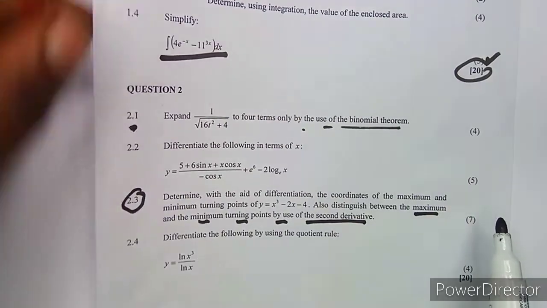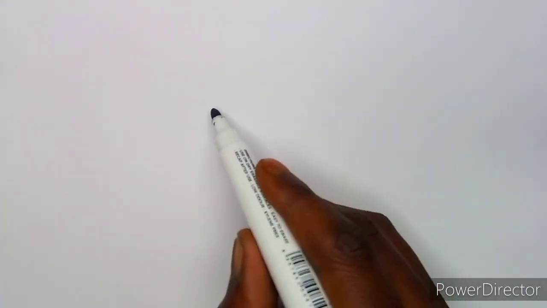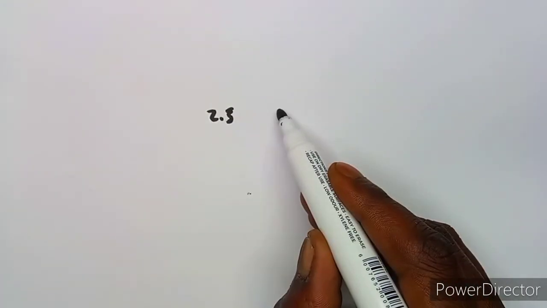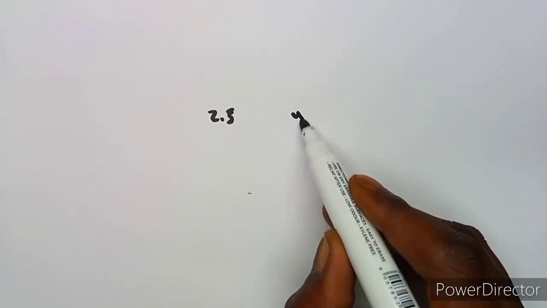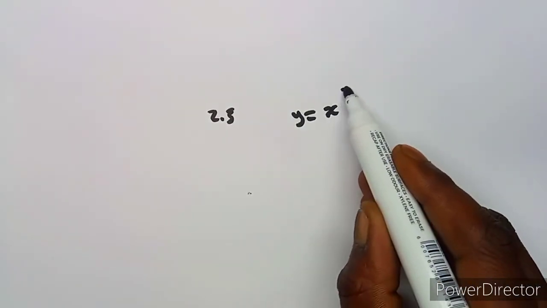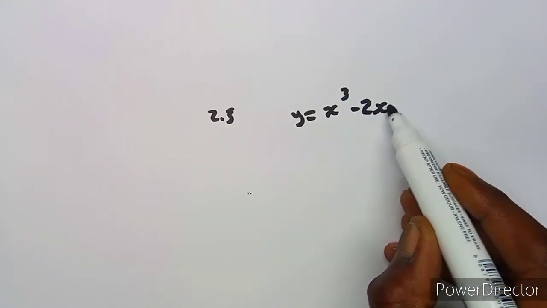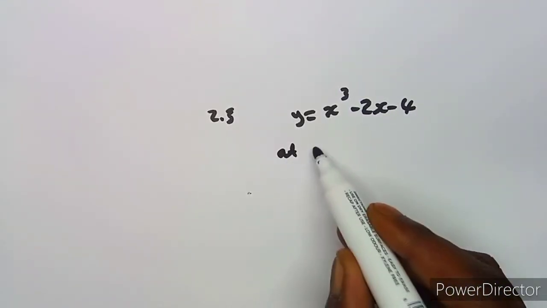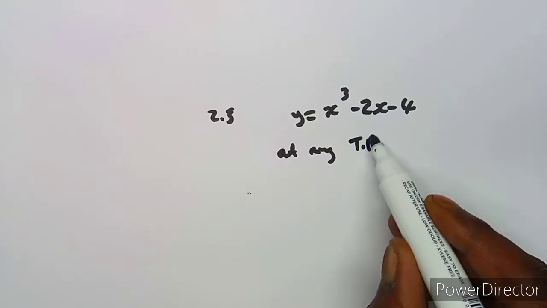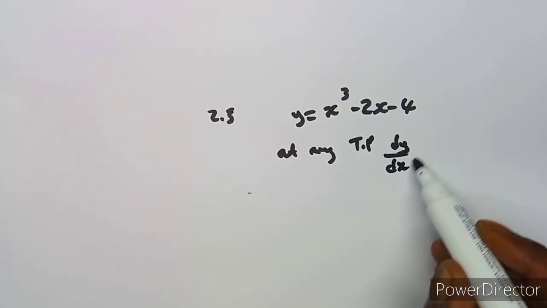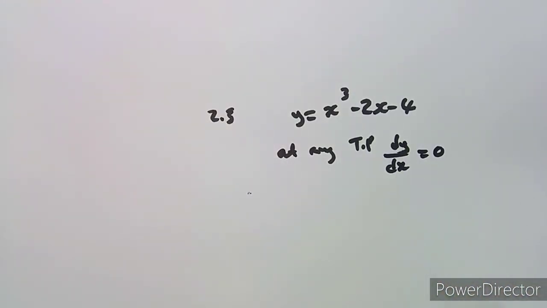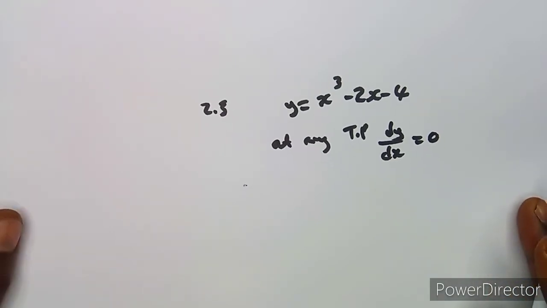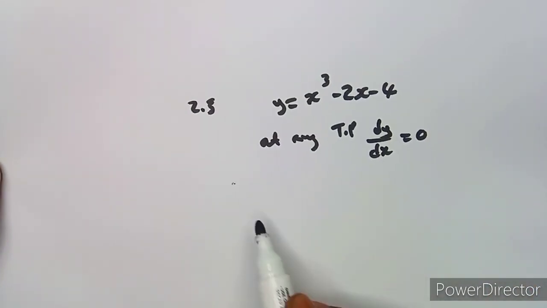All right, remember how you determine the maximum turning point, guys: at any maximum turning point, the first derivative should be equal to 0. So that is the concept there, that at any turning point dy/dx is equal to 0. Then we shall talk about how to distinguish them later on, but that is what we have here.